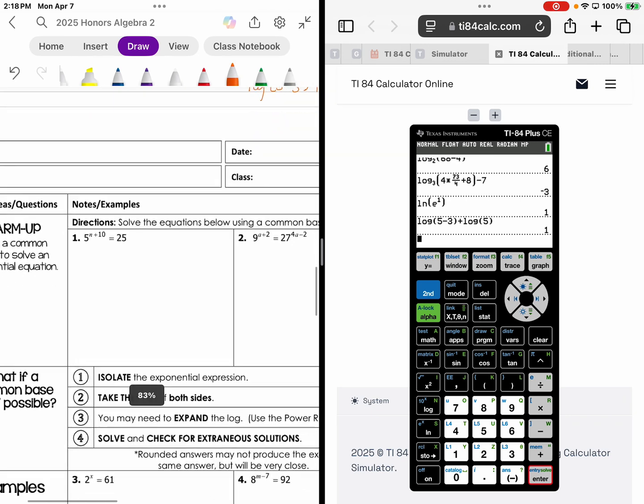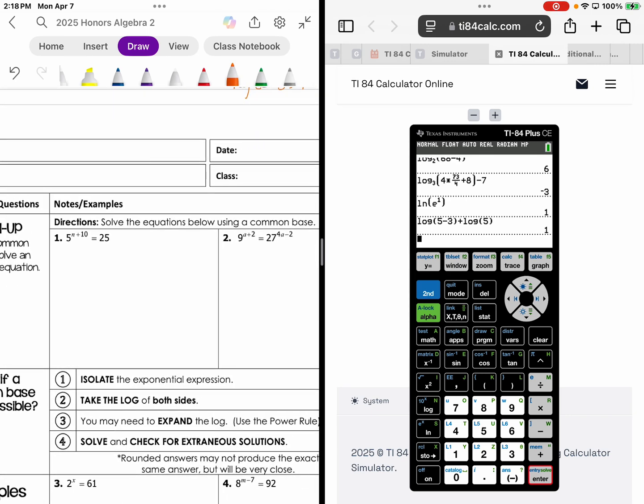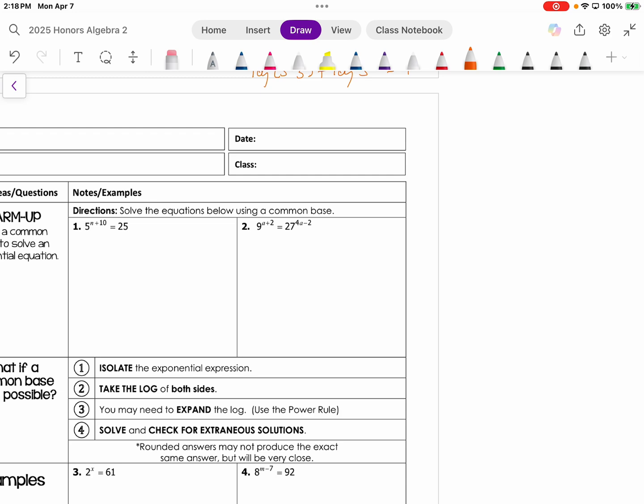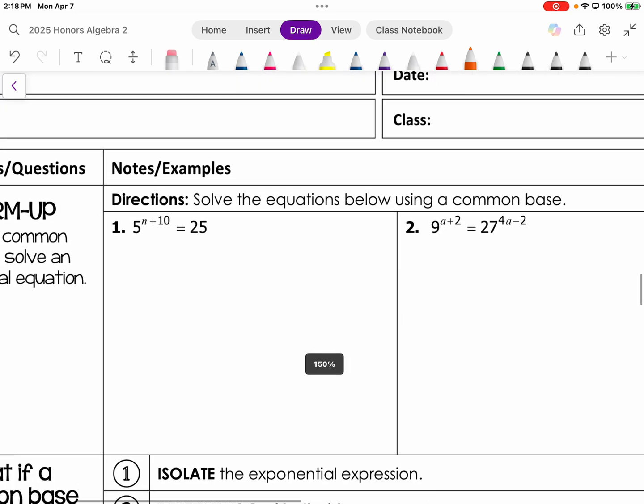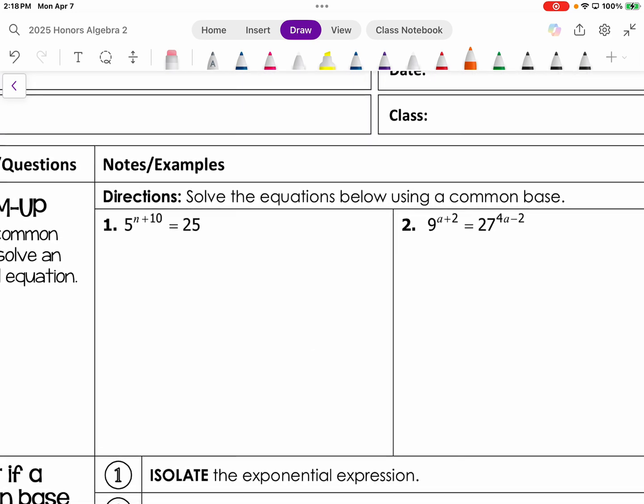Now we get to go into solving exponential functions, where we have the x in the exponent location. Just to remind you, we did some of this with exponential growth and decay. On problem number 1, can you rewrite it so they have the same base? We know it's 5 to the n plus 10 power. Can you rewrite the right side as 5 to a power?